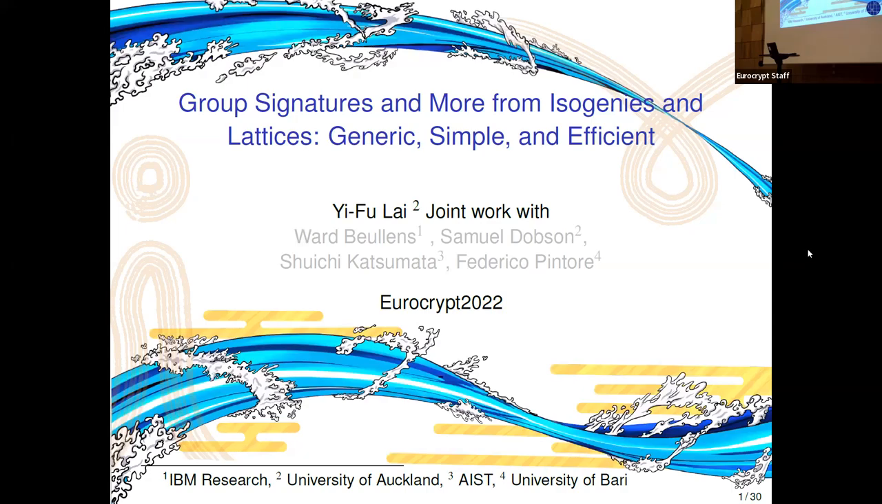The talk is about groups, group signatures and more from Isogenies and Lattices: Generic, Simple and Efficient. It's a work by Yifu Lai, Ward Beullens, Samuel Dobson, Shuichi Katsumata, and Federico Pintore, and Yifu Lai is giving the talk.